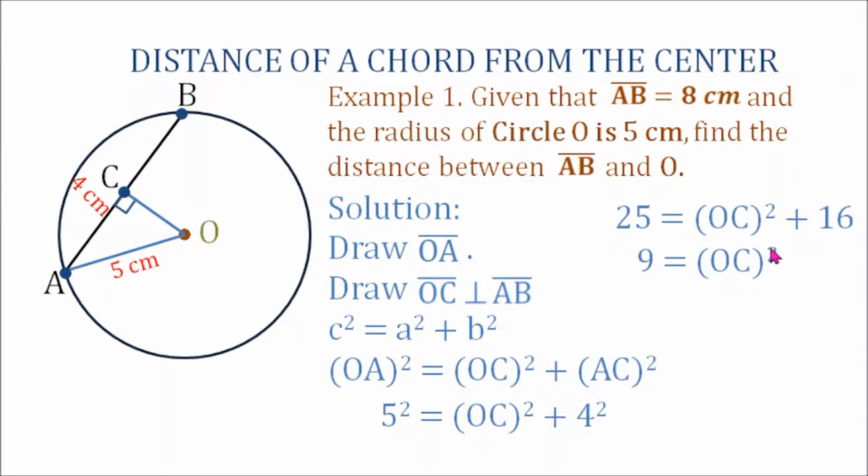To get rid of the squared here, we are going to find the square root of both sides. So the square root of 9 is 3. This means that line segment OC equals 3 cm.